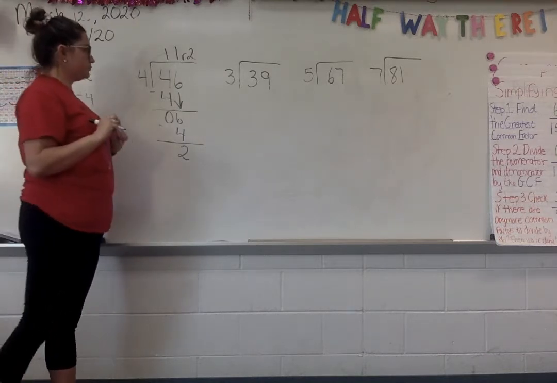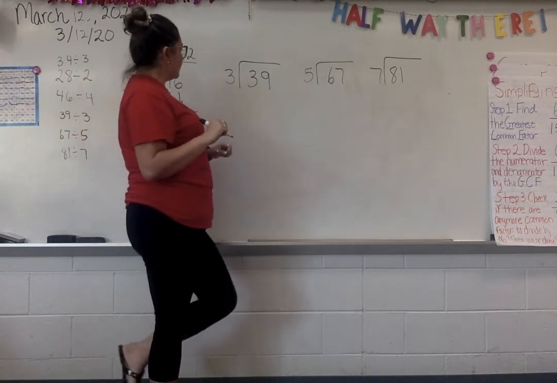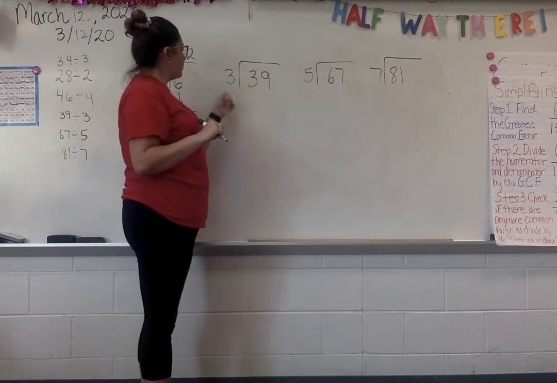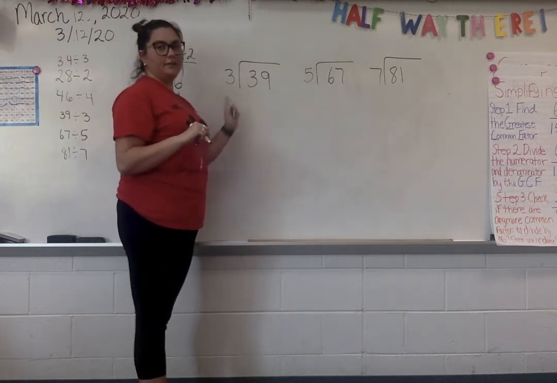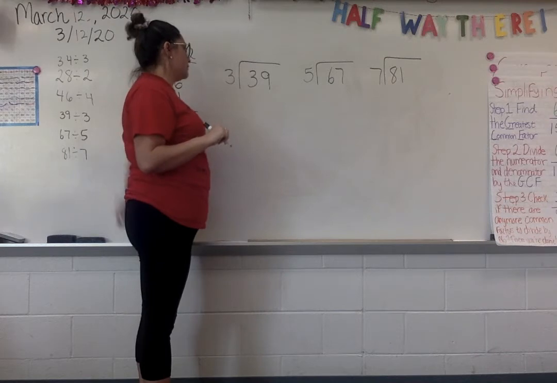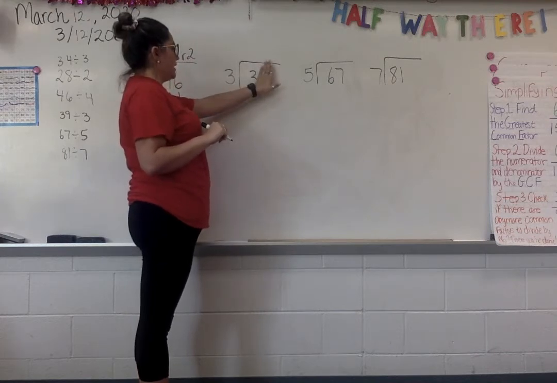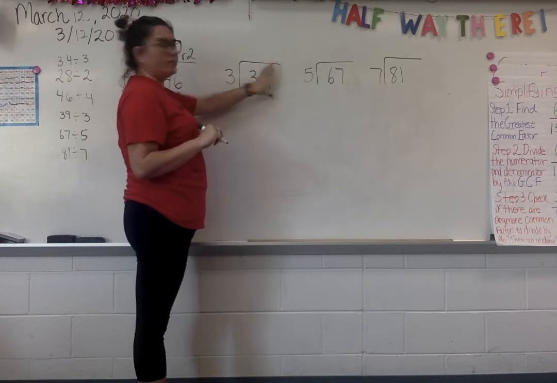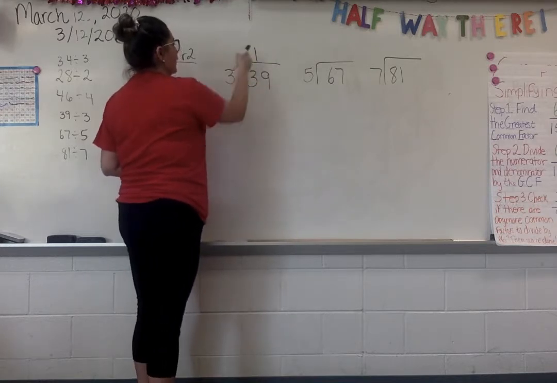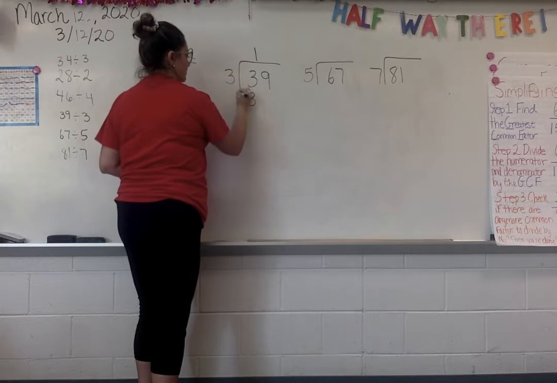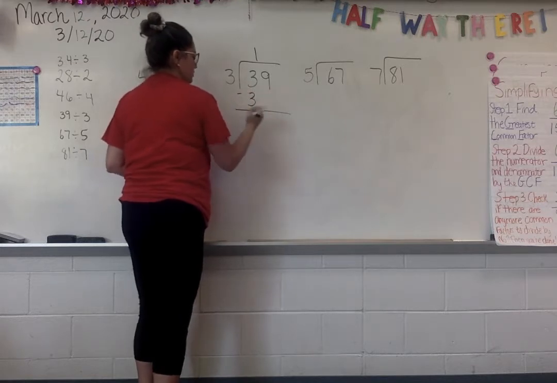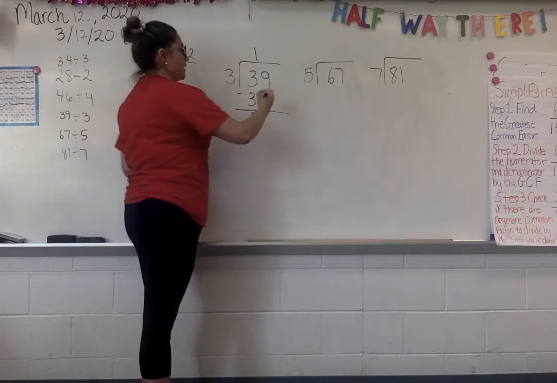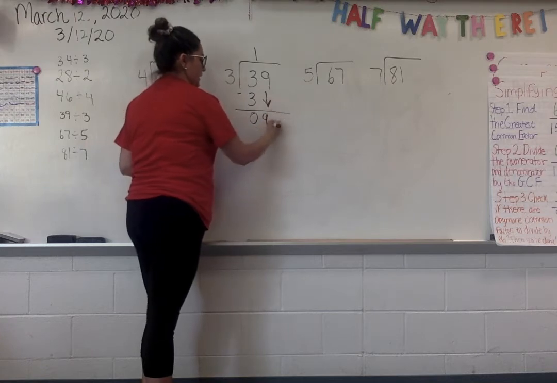Okay? All right, so let's move on to this one. So we have 39 divided by 3. So again, we're going to look at our first number, and I know that 3 times 1 is going to give me 3, so I'm going to put 1. 1 times 3 is 3. I'm going to subtract, I get 0. Then I have to bring down my 9.